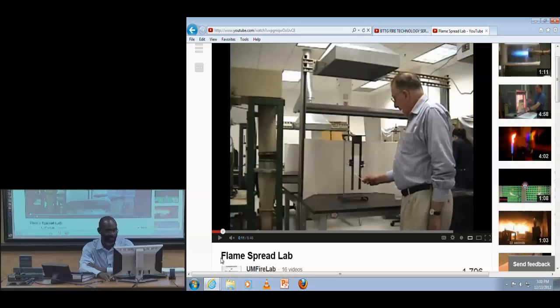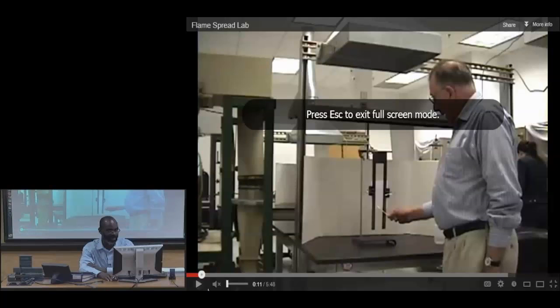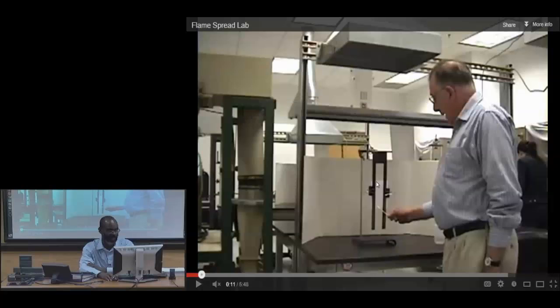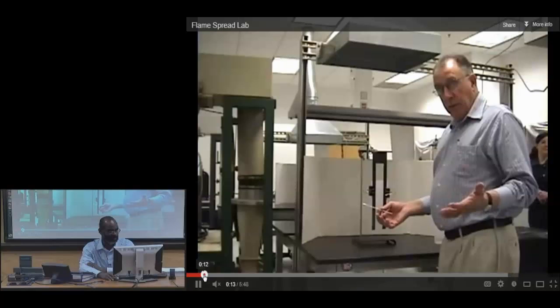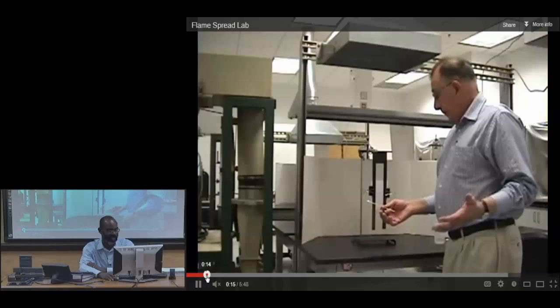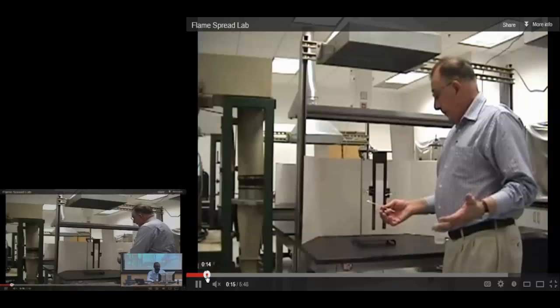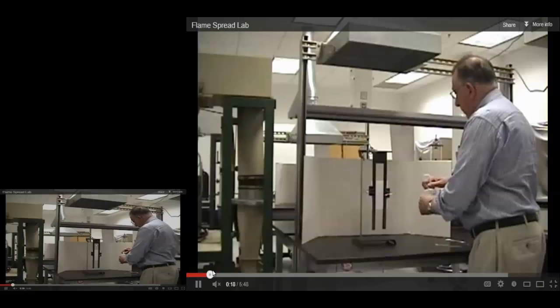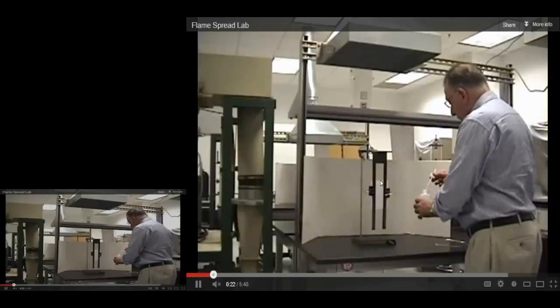So this is the apparatus. It's just a thin sheet of paper held fixed between these two supporting rods or elements, and we're going to see what happens when this is ignited in several different configurations. It's going to be ignited from a top configuration. We'll see burning down, we'll see burning across, and we'll see burning up.